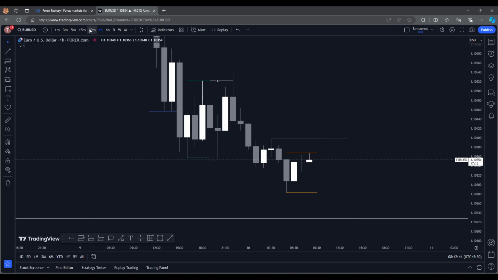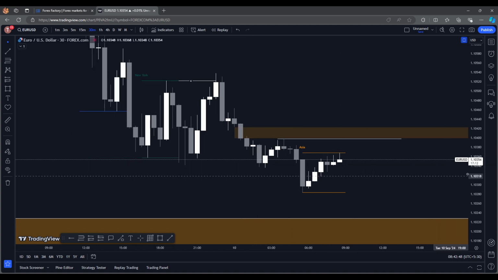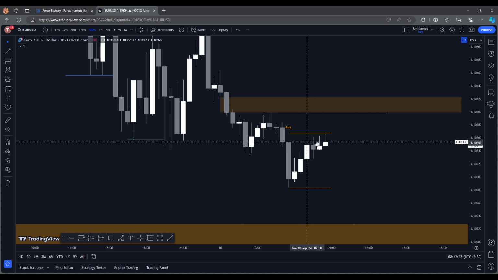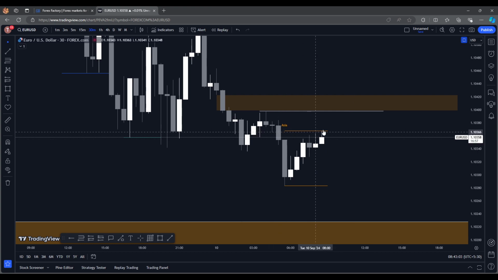So let's move to the 30 minutes to see what do we have. So into the 30 minutes, we can clearly see that the price is sweeping the highs of the previous candles, which means that the price is having a slow momentum and possibly we can go into the downward direction. So there can be two scenarios: that the price takes the Asia high within this range, and then we are going to continue our journey into the downward direction.